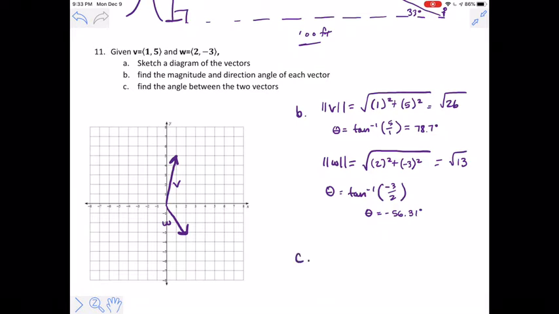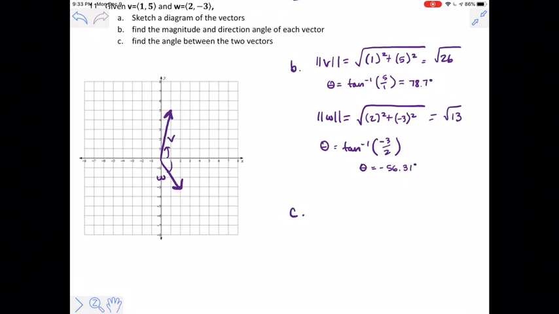Now, question C is, what's the angle between the two vectors? By going through part B, we could actually answer that if we know the angle from here to here is 78 degrees, and we know the angle from here to here is negative 56 degrees. We can just add those together, well, positive 56, and we get 135 degrees.